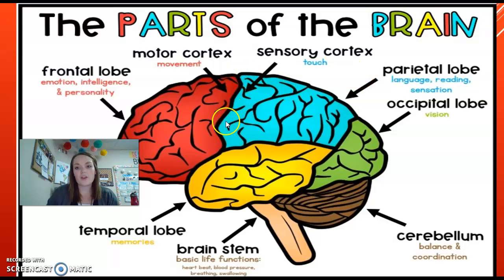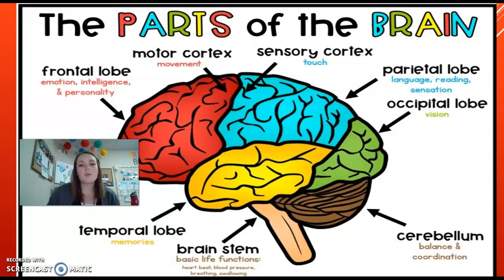Now we're looking at the blue section. This is called the sensory cortex, and this is where touch happens. So think about sensory. Sensory is touching. So feeling different things: coarse, hard, squishy, textures. This is where your brain is telling you to do certain things. So pick up a book, put a pencil down, things like that.